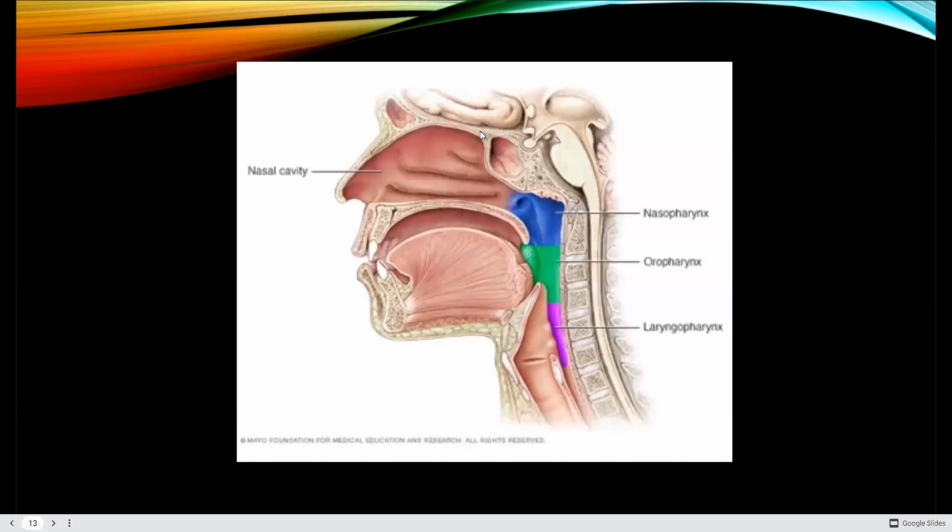This is your nasal cavity. Your nasopharynx is in here. Your oropharynx is in here. Remember you're in GT. Your nasogastric tube will pass through here, and here. Nasopharynx, oropharynx, and laryngopharynx.